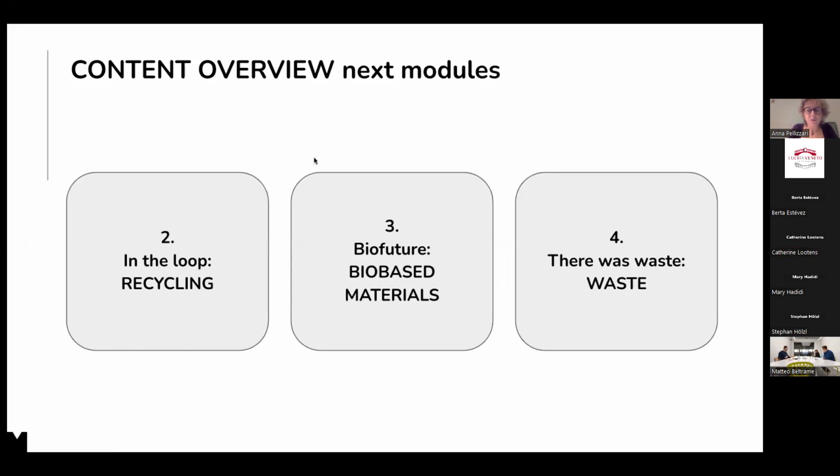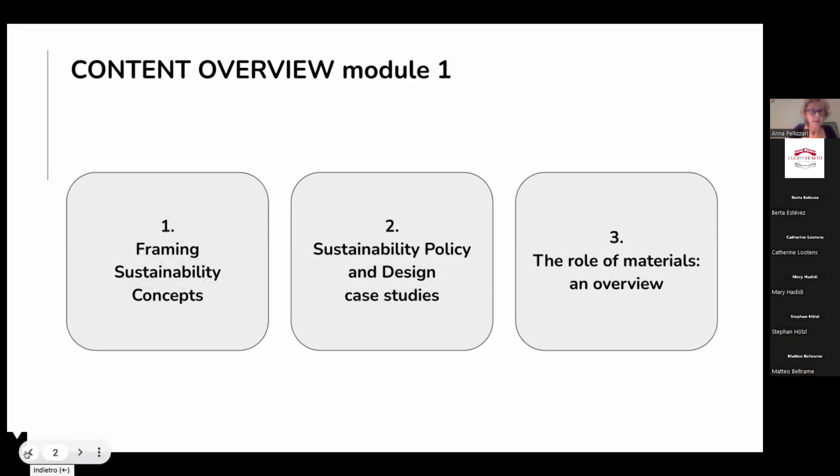I just wanted to go to the previous slide. For some reason, I cannot go back, but okay, here it is. Okay, so just a short overview of what we are going to see today.